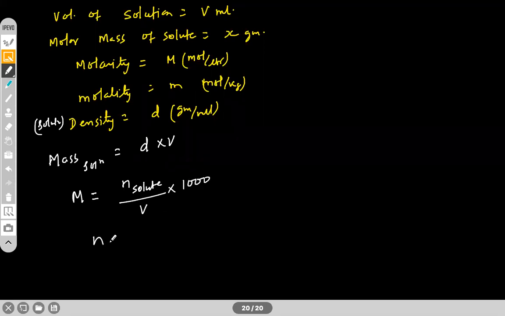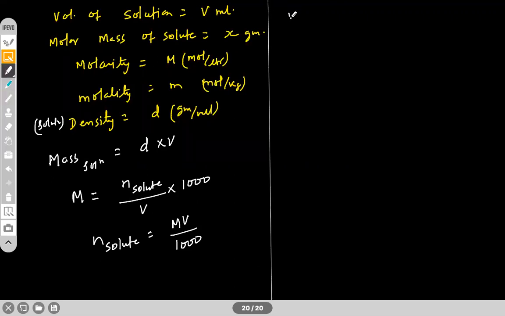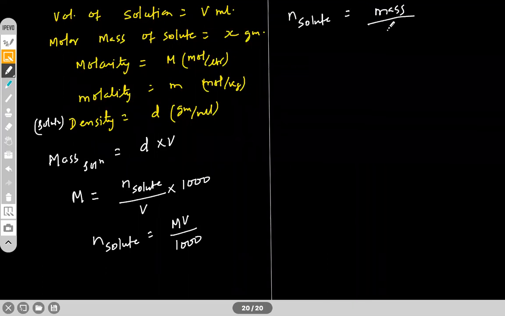So what is the number of moles of solute from this? We can find out MV by 1000. That is what I said. Number of moles we are going to equate MV by 1000, where M is the molarity, number of moles of solute. See, the number of moles of solute, we can further write it as mass divided by molecular mass, capital M, molar mass, right? So number of moles is this, MV by 1000.